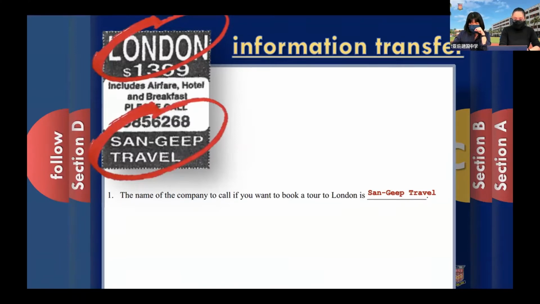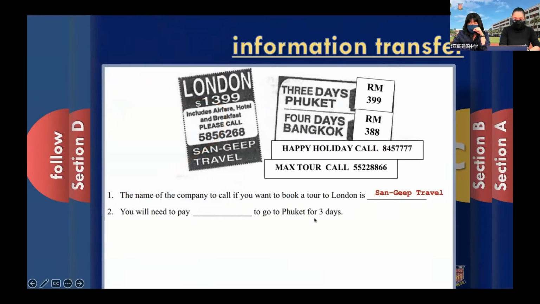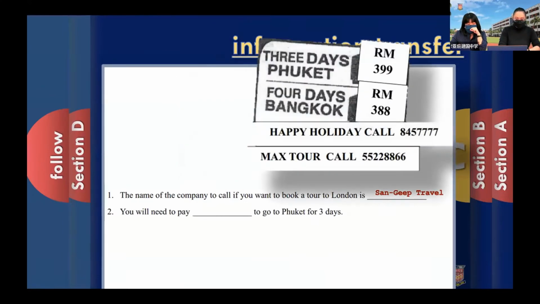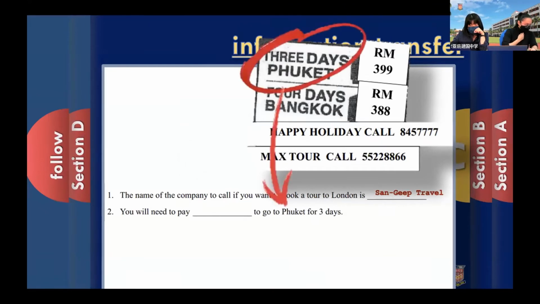Okay, very good. Number 2, you will need to pay how much to go to Phuket. So now the keyword here is Phuket. So tell me how much? 3 days. Yes. All right. Very good. 399. Oh, basically 400. So can you write 400, my dear student? Yeah. Okay, we cannot round off.